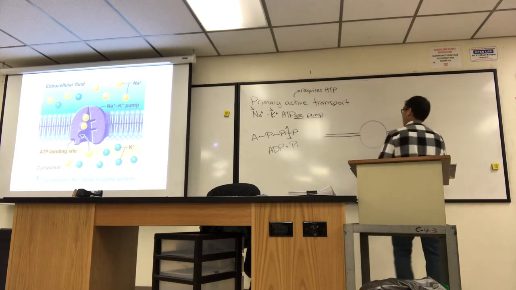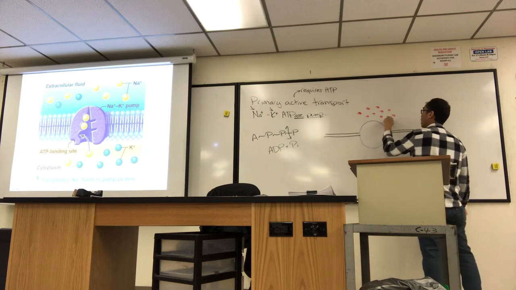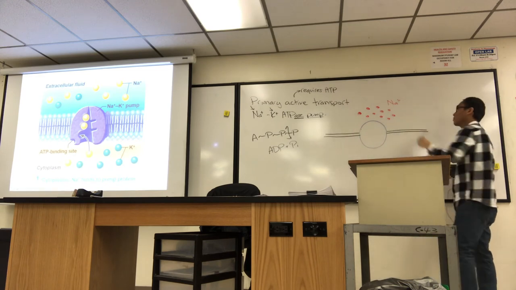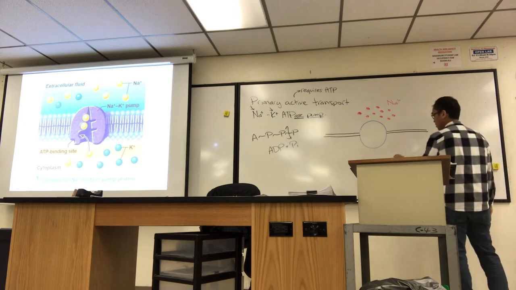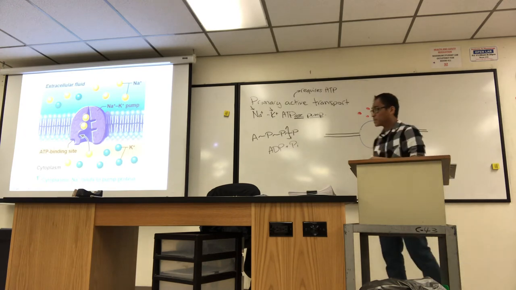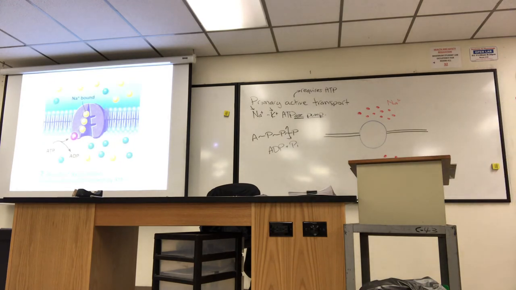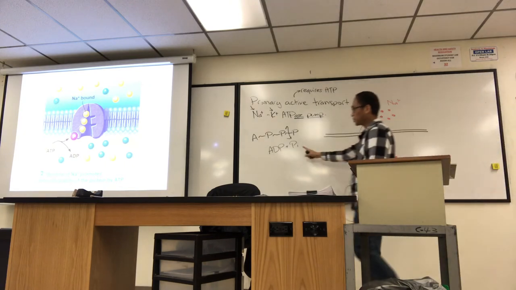So how about I use red for sodium? Here's sodium. It's a higher concentration outside than inside the cell. And we can use a different color for potassium. But anyways, this shows you it loading up. It's completely loaded. And when it completely loads, the binding of the sodium promotes the phosphorylation of the protein by ATP. So that P is what I drew on the board here, this is what's happening there.